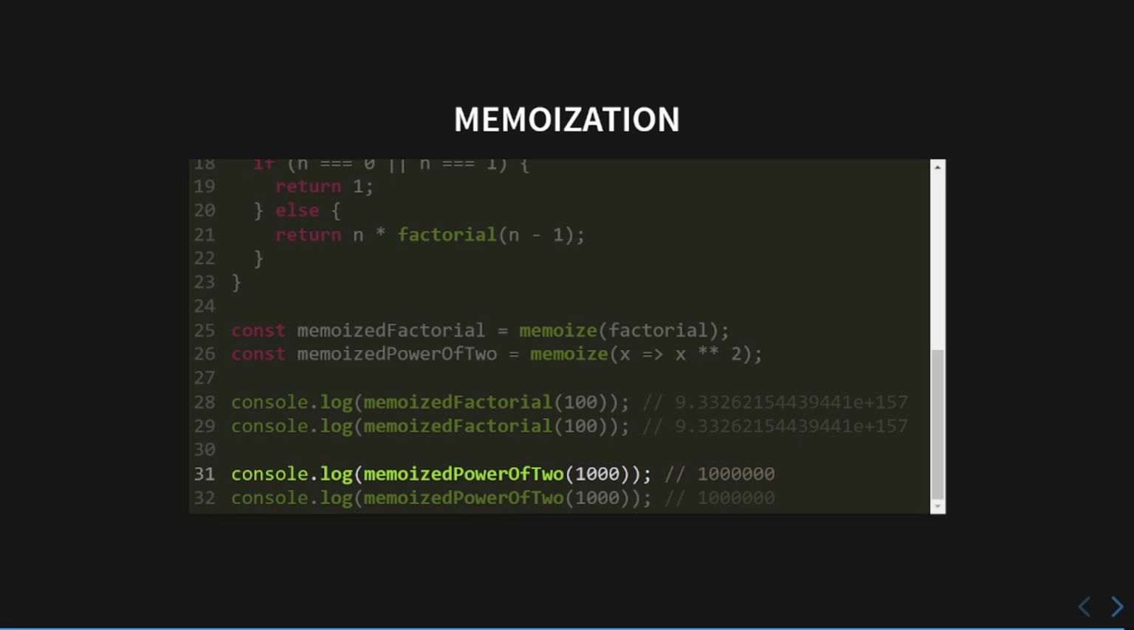It'll get 1,000 to the power of 2, and it'll return 1,000,000. And this will be a somewhat expensive calculation, and then after it, if we invoke it again, it'll just return 1,000,000 from the cache. Very straightforward. It's a very powerful technique, and if you have expensive pure functions, it's really good practice to just memoize them in general.